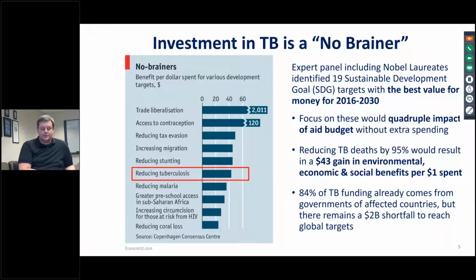Governments of high-burden TB countries have recognized this, and they contribute 84% of the total global funding for addressing TB. The U.S. government remains the largest international donor. However, there remains a $2 billion shortfall to reach global targets.